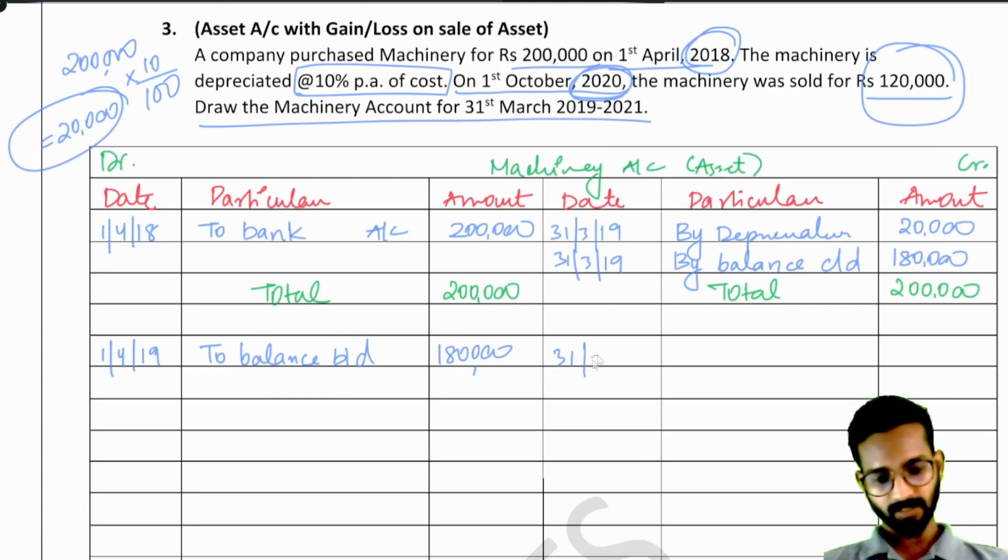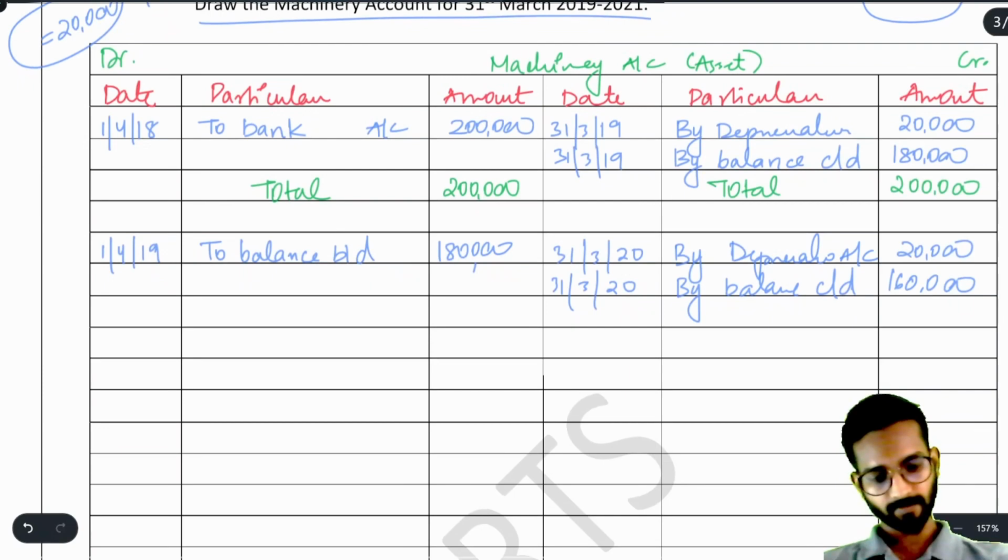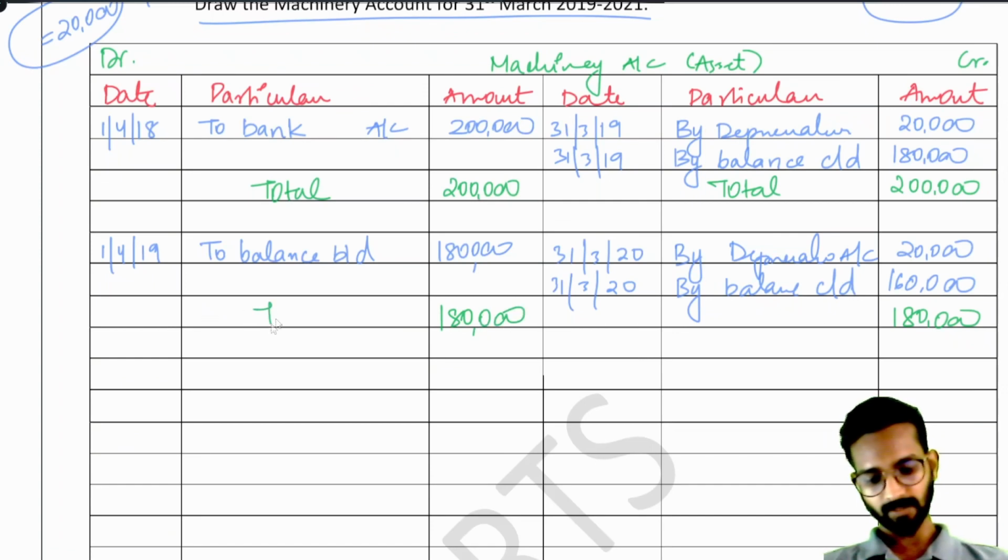Again 31st March 2020 by depreciation account 20,000. 31st March 2020 by balance carried down 1,60,000. Simple. Total is 1,80,000. Here also total is 1,80,000. Now the drama is in the next year.